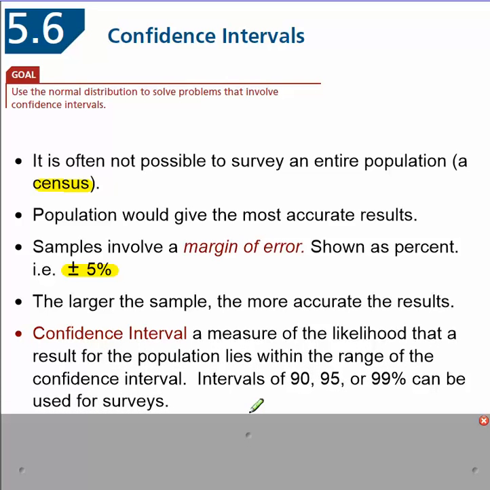A confidence interval is a measure of the likelihood that a result for a population lies within the range of the confidence interval. So how accurate could you expect the results of the sample to be? Would they have a 90% accuracy rate compared to the population, 95% accuracy rate, or 99%? And those are three common percentages used often in statistics.